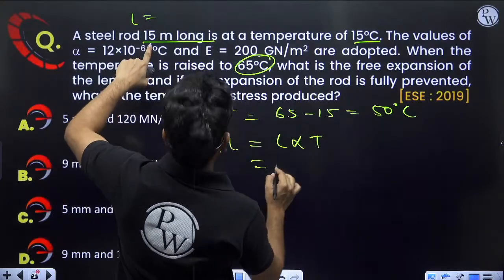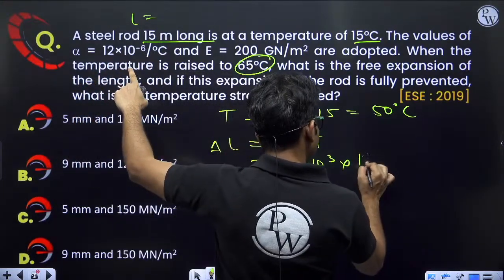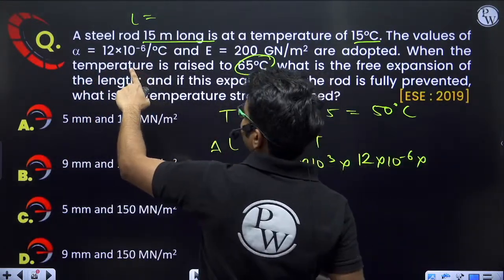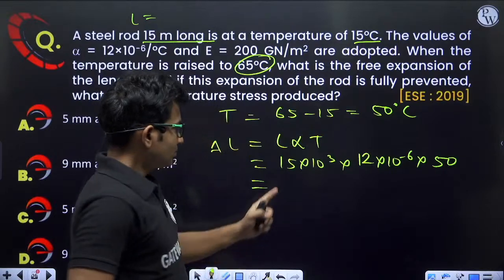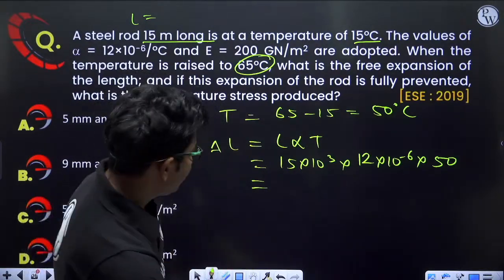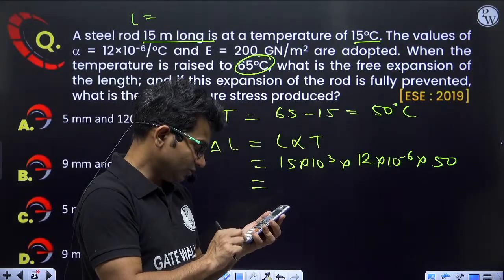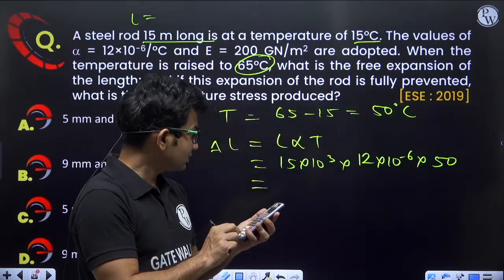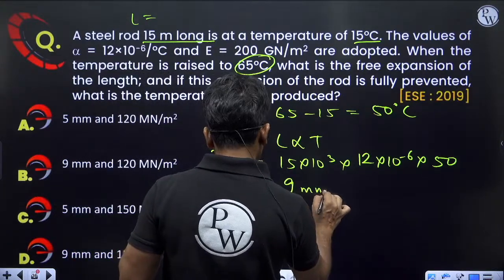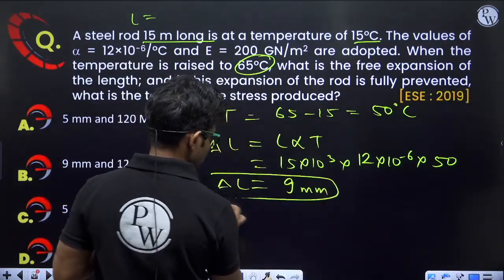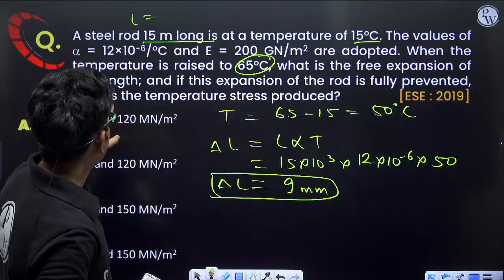What is the length? 15 meter, so 15 into 10 to the power 3 mm. Alpha is 12 into 10 to the power minus 6. Temperature change is 50 degrees Celsius. So 15 into 10 to the power 3, into 12 into 10 to the power minus 6, into 50, gives 9. So 9 mm is the change in length. Now the free expansion is calculated. What is the temperature stress?